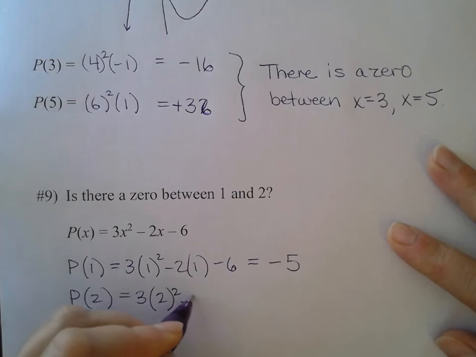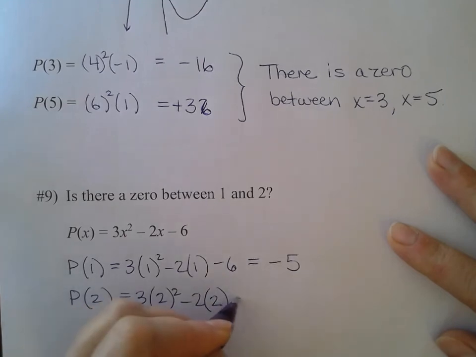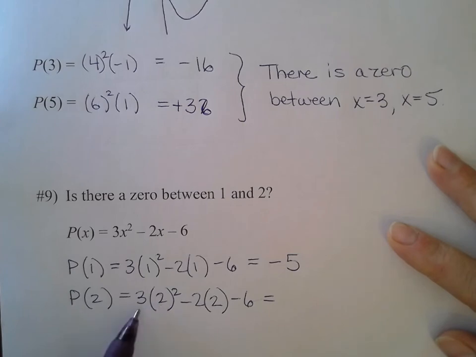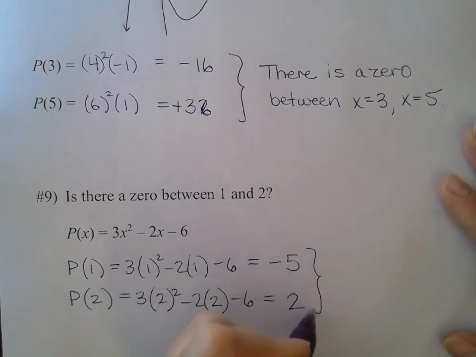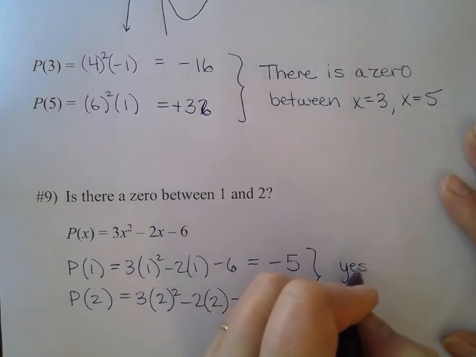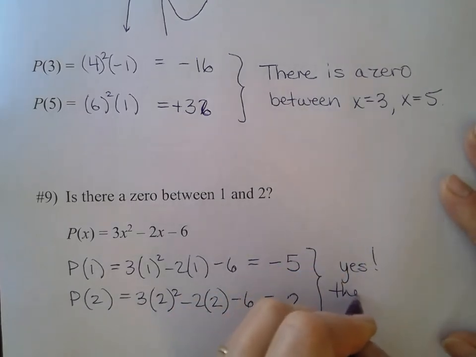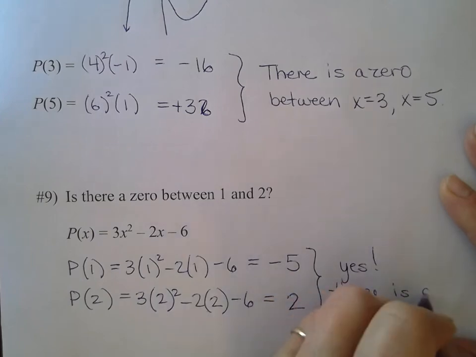If we plug in 2, we'll have 4 times 3, so that's 12. 12 minus 4, that's 8. Minus 6 is positive 2. They're opposite in sign, so the answer would be yes. There is a 0 between 1 and 2.